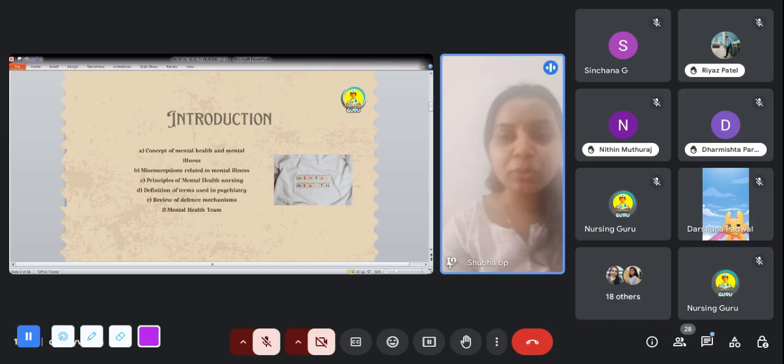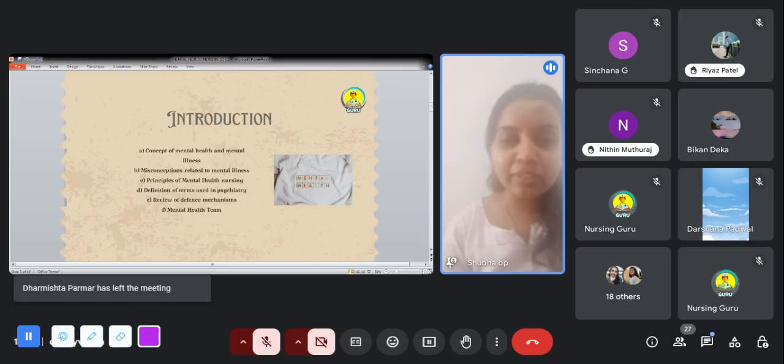Principle is nothing but rules and regulations. So as a psychiatric nurse, what are the rules and regulations you need to follow while you are treating mentally ill people? Because providing treatment to mental patients is not an easy job, it is a very risky job. We are in a risk position.